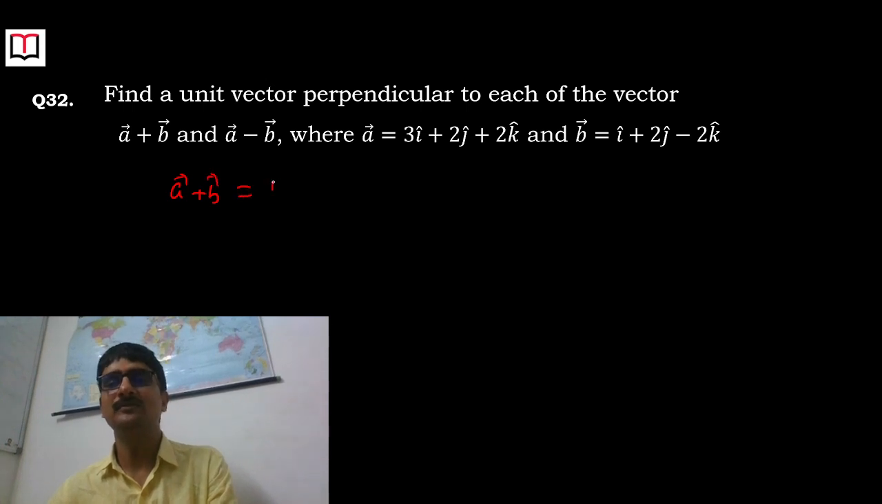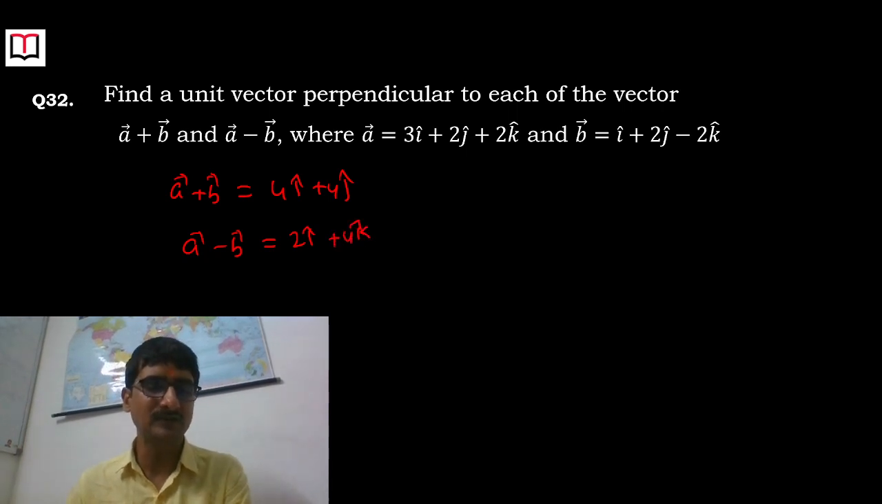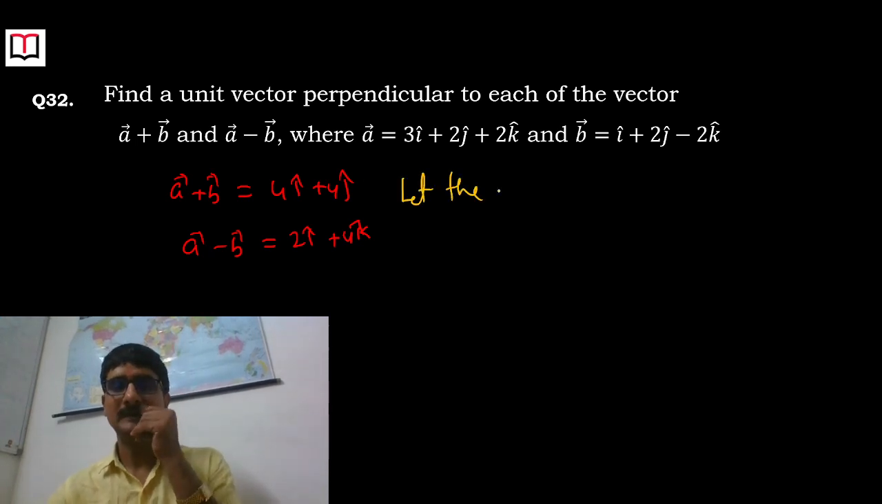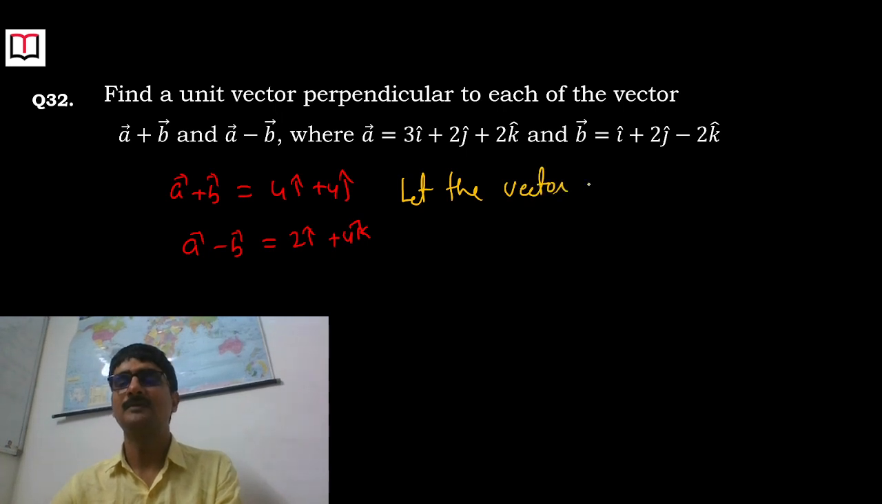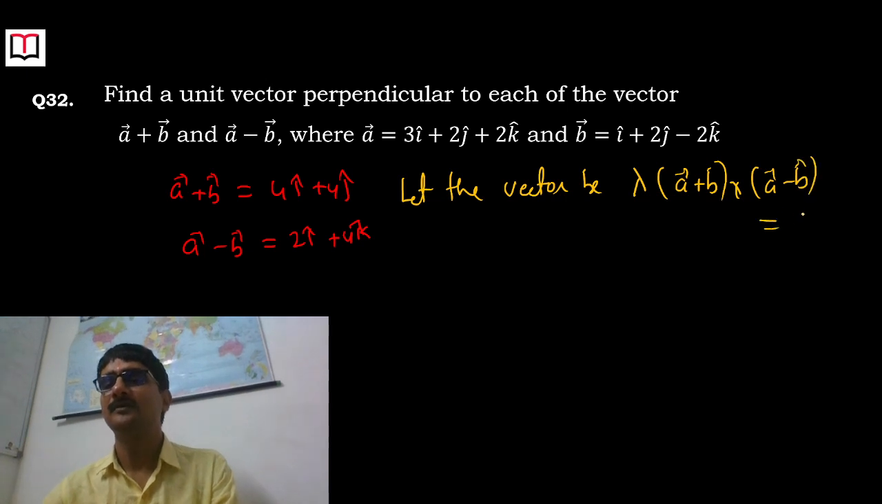So add them, we know 4i cap plus 4j cap, that's it. And vector A minus vector B will be 2i cap minus 2j cap plus 4k cap. Now see, if you need a vector which is perpendicular to both the vectors, let the vector be lambda times (A plus B) cross (A minus B), some vector C.